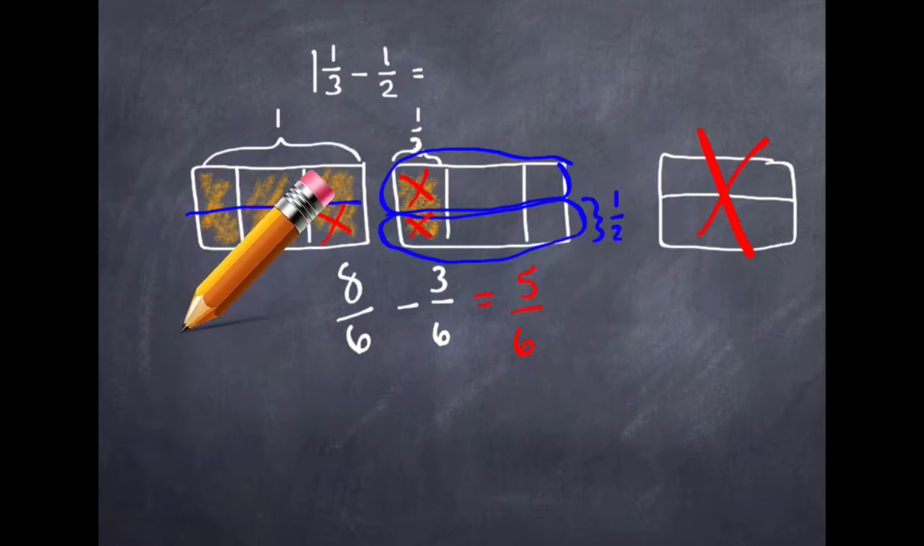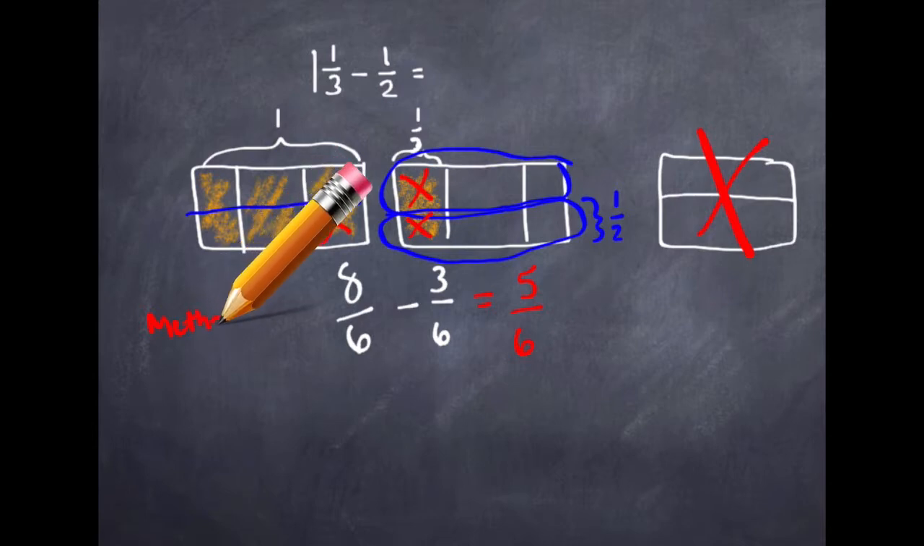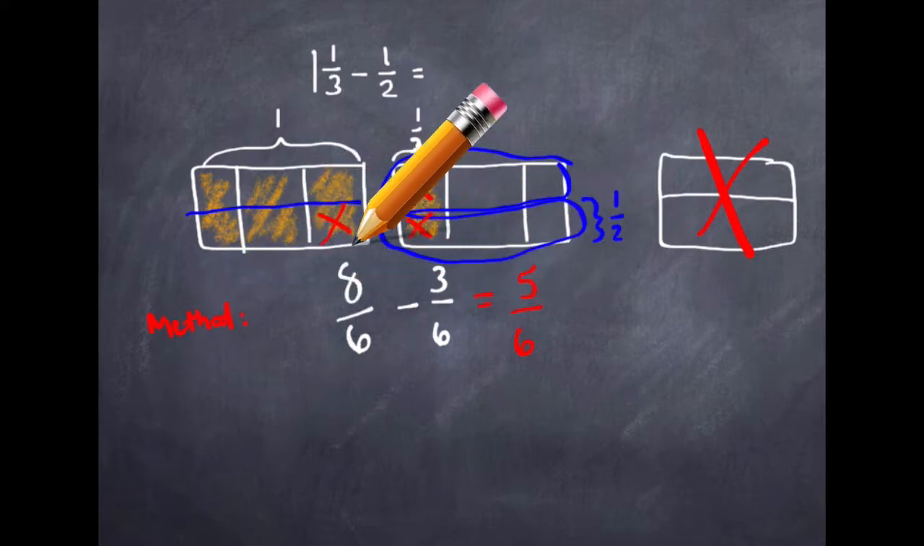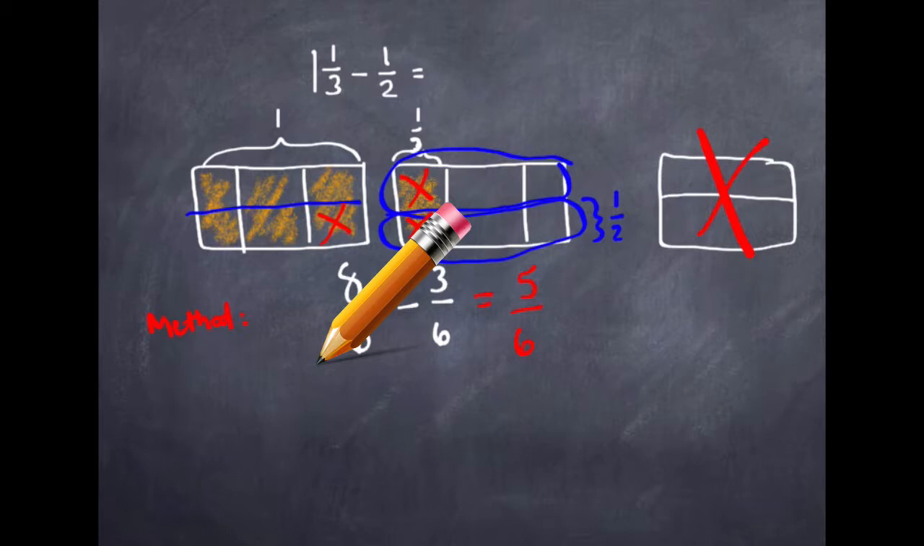So that's just one way to do it, and just for the sake of things, we can think of this as method 1. And I'm going to show you a different way that we could have done this. It's not really too much different. It just shows a little bit of difference in where you can subtract from.